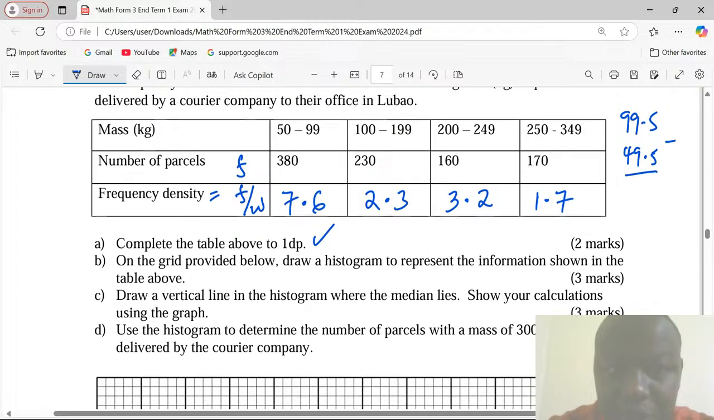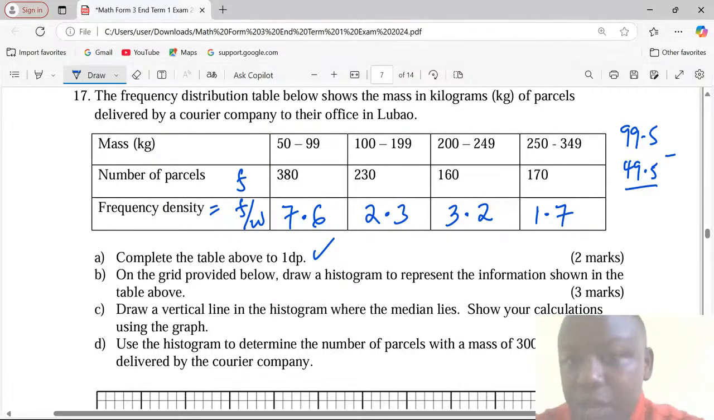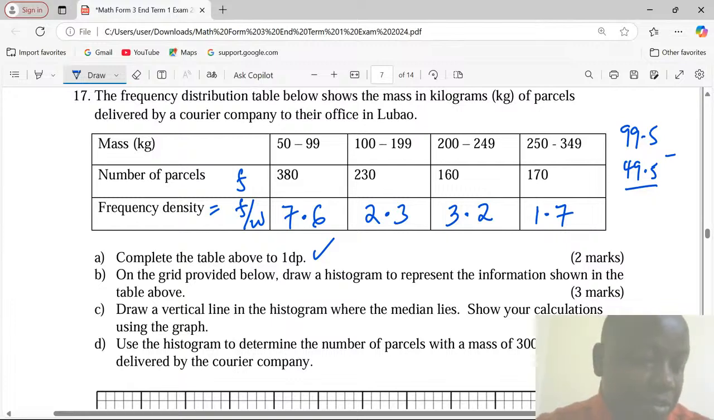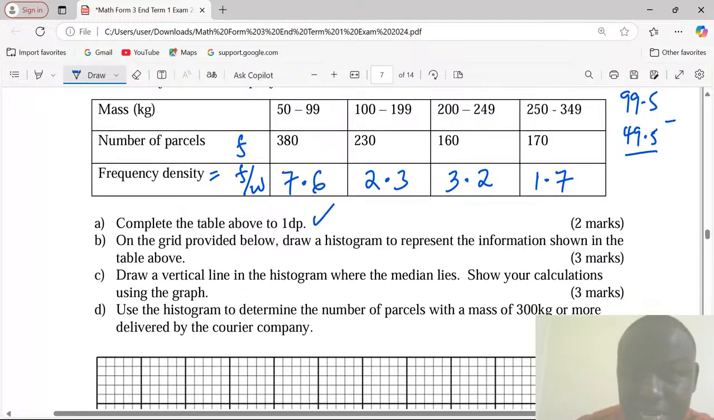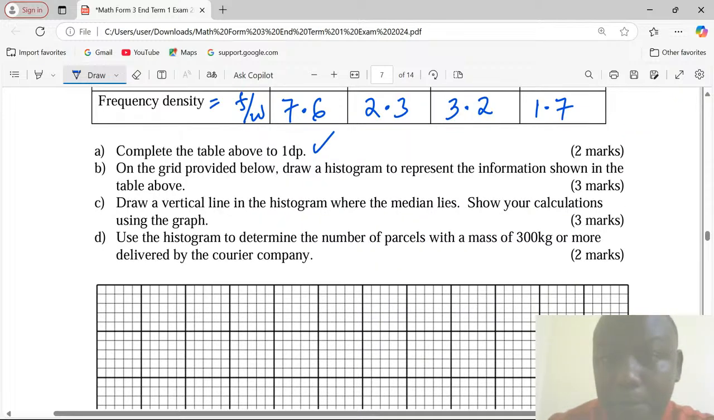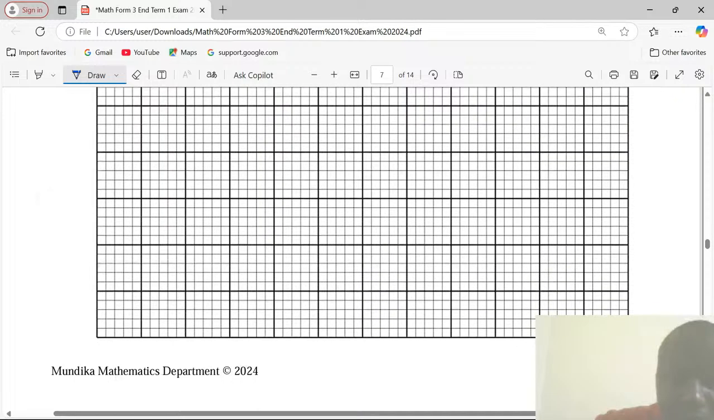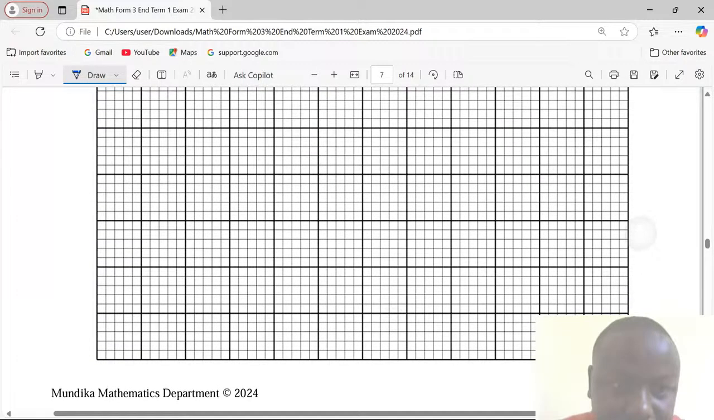So for us to draw a histogram, when all the classes are having equal width, we use frequency against class boundaries. But now that the class intervals are not the same, we are going to use frequency density against the class boundaries. So frequency densities, I can see they are running from 1.5, the least, all the way to 7.6. So I can use, okay, let me see, there is some good space.